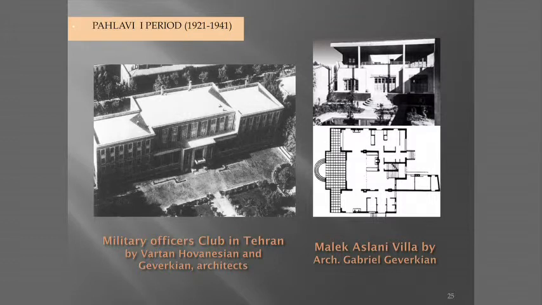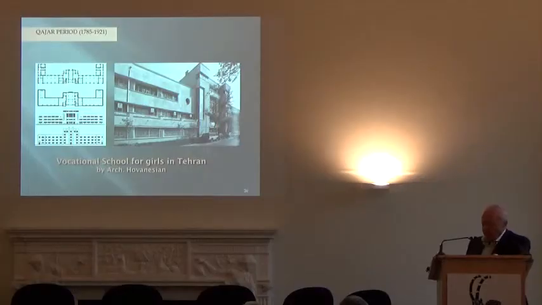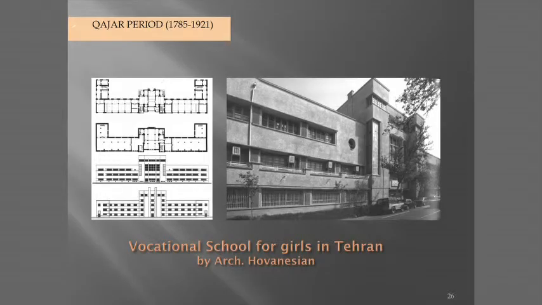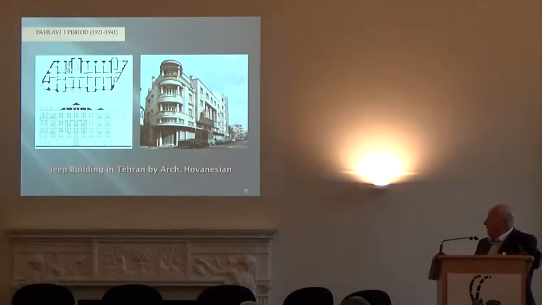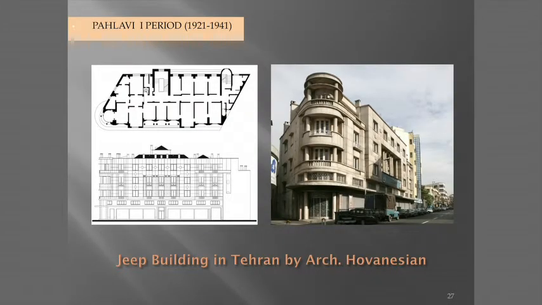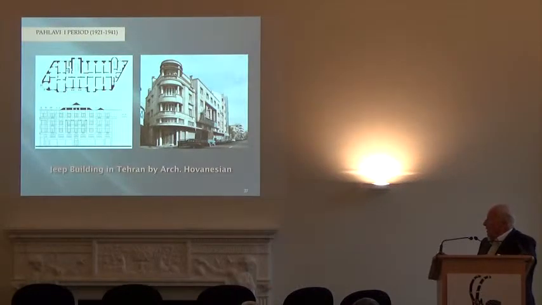And this one is by the Armenian architects who came to Iran and built several. This is the Hovhannisyan, which is mostly like a German expressionist type of building. But these are actually going to the early modernism of Iran. And this is a very clever design of a sharp corner, again by Hovhannisyan. These are good examples of the Iranian early modern architecture.